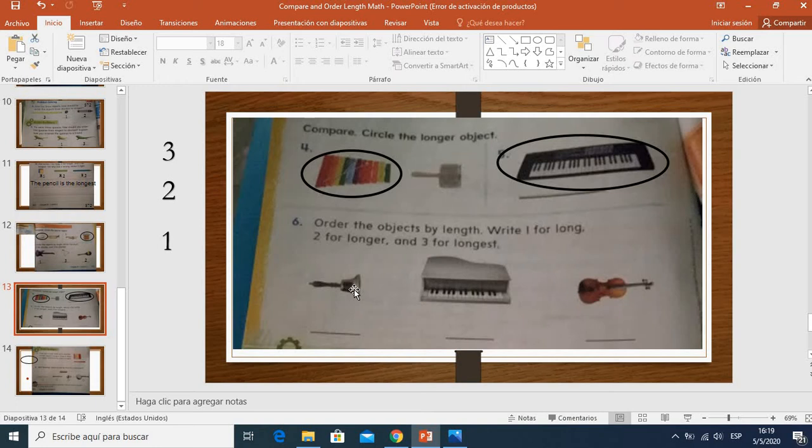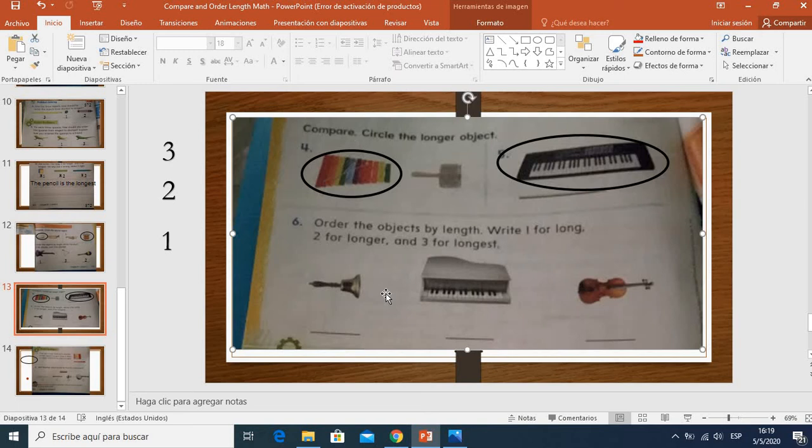Okay. We have a bell. We have a piano. You see the difference? This one is a piano. We have a piano, and this one is a violin, very good. So we need to look for, all of them are long, all right? But one is longer and the other one is longest. Let's start with the longest. We're going to write 3 for longest.